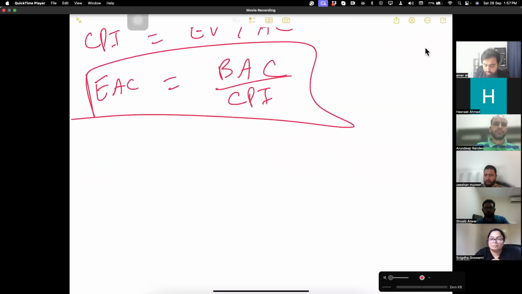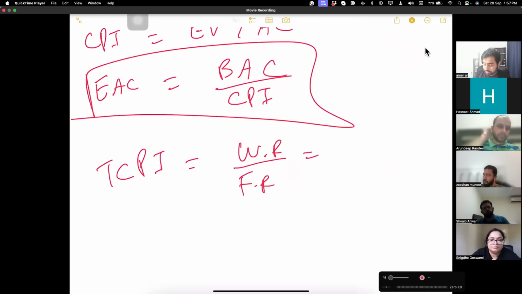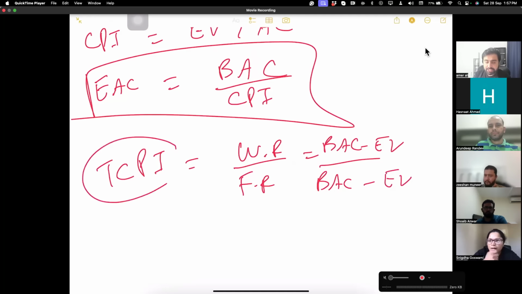Management sometimes wants to know, can we complete the work? This is very rare to come in the exam, but still, knowing that this is the formula for it can help us. TCPI is the To Complete Performance Index. Will we be able to complete the work in the budget we have?